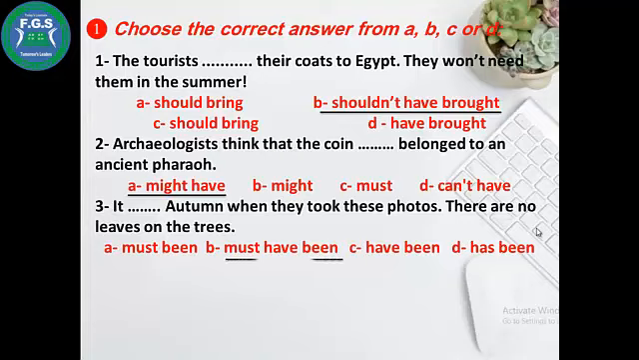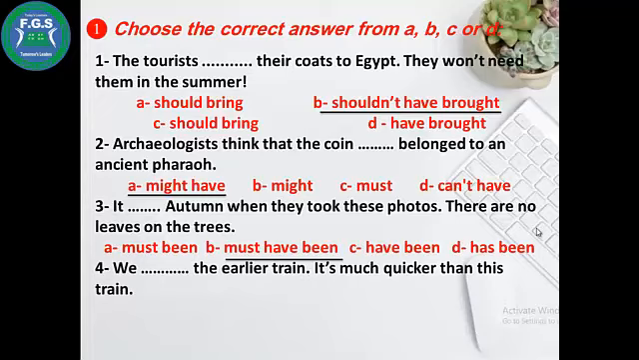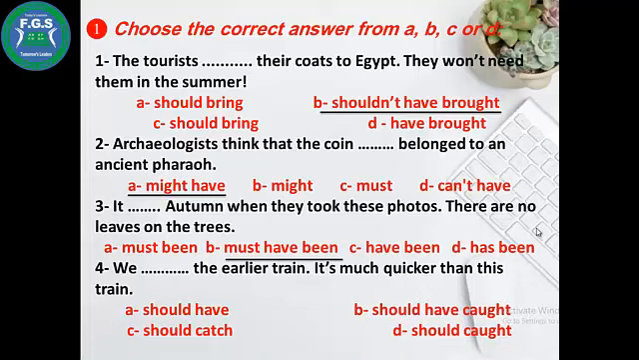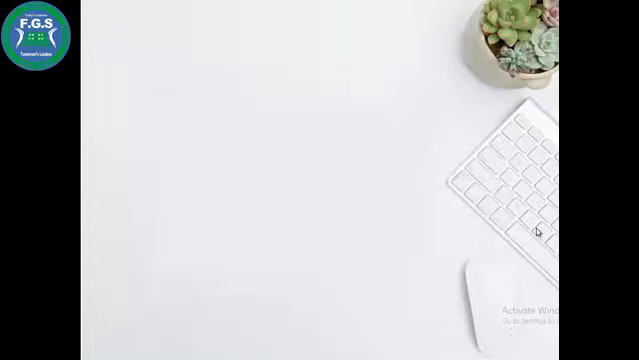Okay, must have been. Number four, we ___ the earlier train. It's much quicker than this train. Should have caught, should catch, should caught. We should have caught the earlier train. We express blame or recommendation in the past, so we use should have plus the past participle.